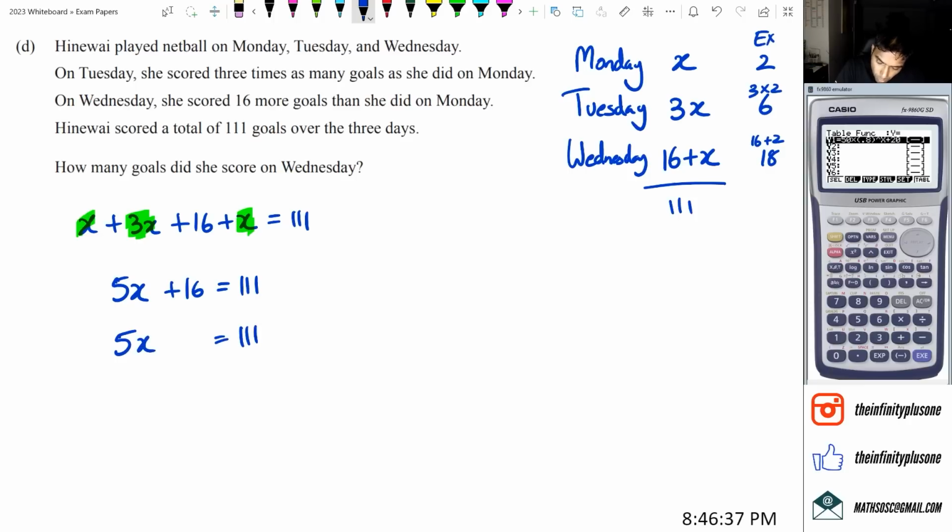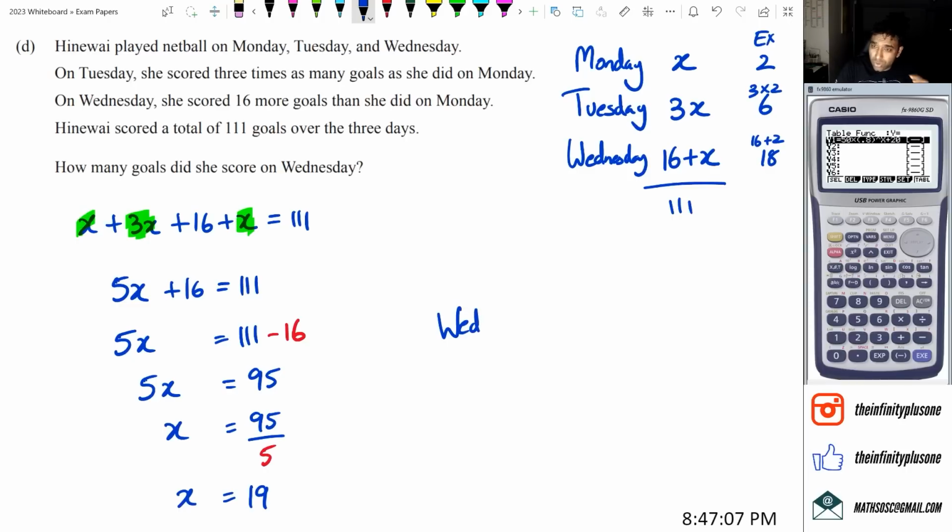5x is equal to 111, take away 16. I'm going to get 5x is equal to 95. X is equal to 95 divided by 5. And I'm going to get x is equal to 19. Now, really important that you actually read the last part of the question, because I didn't read the last part of the question. The last part of the question actually says, how many goals did she score on Wednesday? So on Wednesday, because remember, x is what she scored on Monday. So on Wednesday, she would do 19 plus 16, which equals 35 goals.